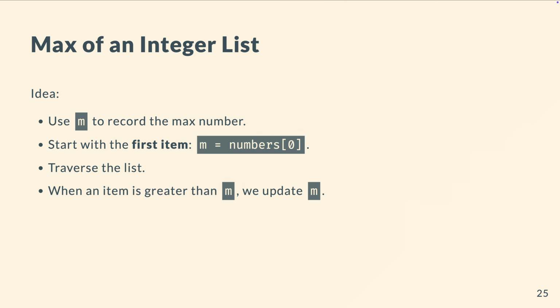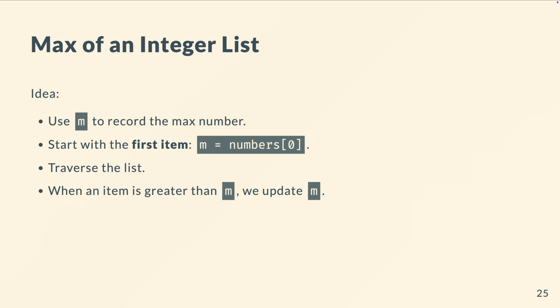Here is the idea. Use a variable m to store the max so far, like the elephant's carried corn. Start with the first item. m equals numbers at index 0. It's like picking the first corn the elephant saw.